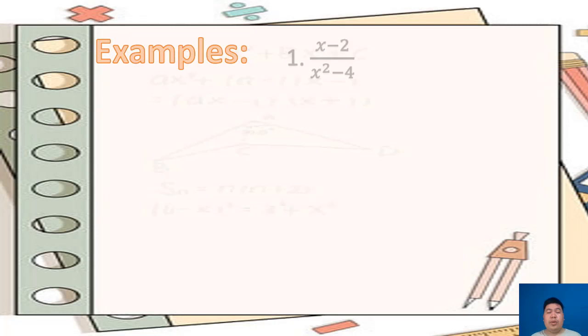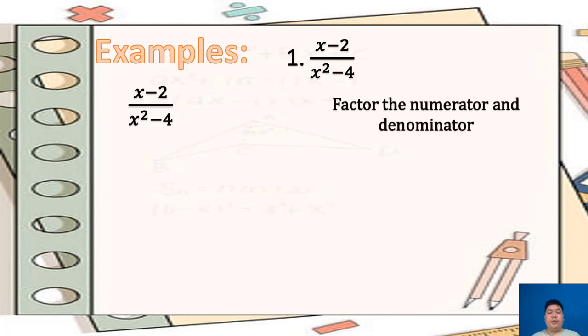In example number 1, we have the given x minus 2 all over x squared minus 4. First, x minus 2 has no factor, but x squared minus 4 has. Using the difference of two squares, we factor the numerator and denominator. We have x minus 2 over x minus 2 times x plus 2.